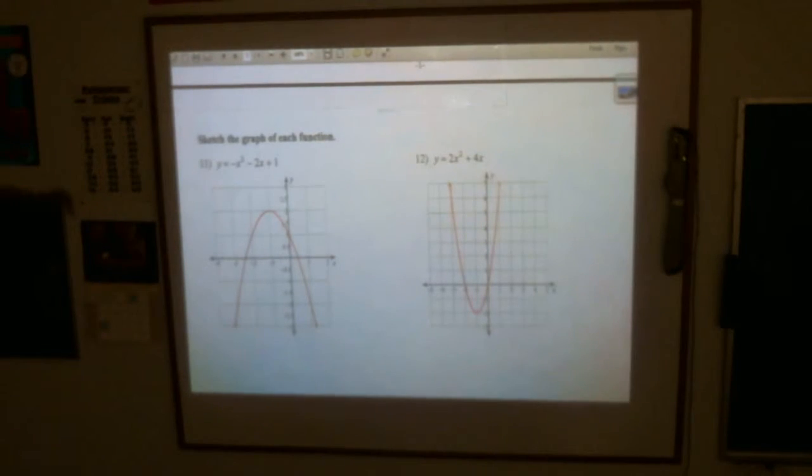Number 11, an upside down U because of the negative x squared. The axis of symmetry is at -1, with the vertex at -1, 2. Slope down like that. 12, axis of symmetry is also -1, with its minimum down there at -2. Nice little U shape.